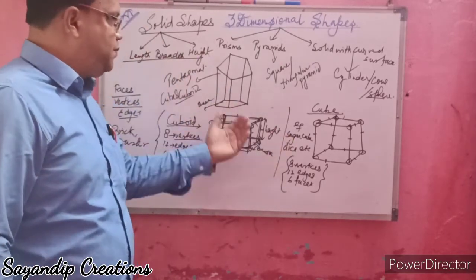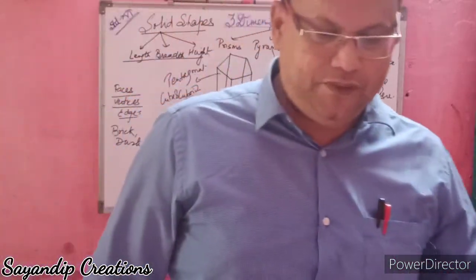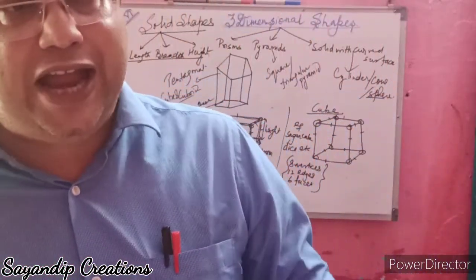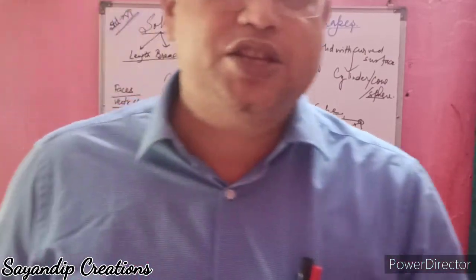Now I will explain to you about the curved surfaces like cylinder, cone, sphere, and lastly I will explain about the triangular and square pyramid.